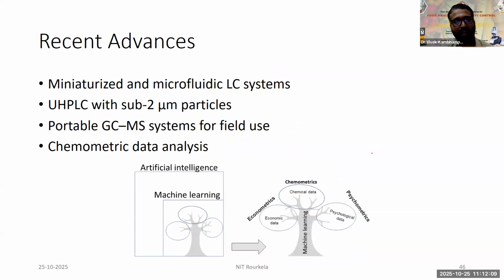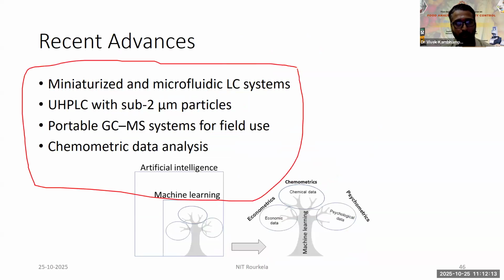These are some of the recent advances in terms of chromatographic techniques. Miniaturized and microfluidic liquid chromatographic systems are coming in place. UHPLC with sub-2 micrometer particles you can analyze. Previously, only greater than 2 micrometer particles could be analyzed. Now you can go with up to 2 micrometers or lesser than that.